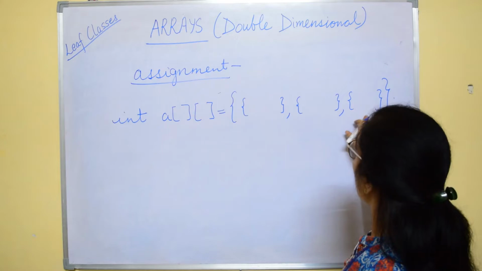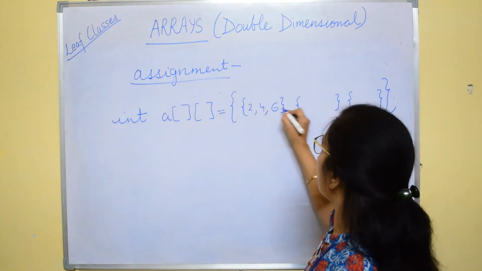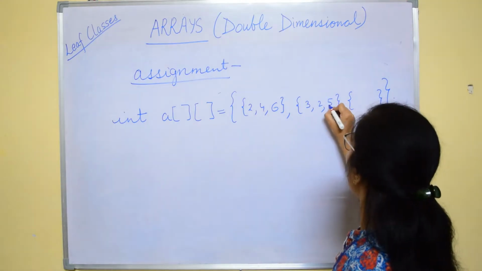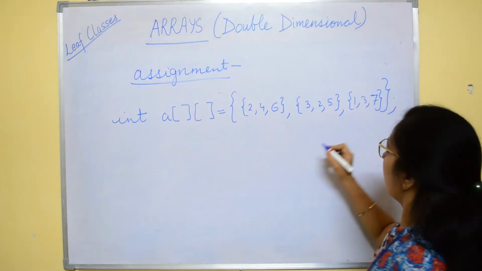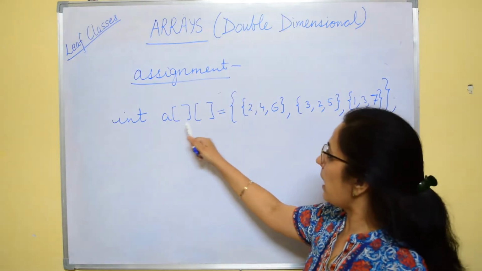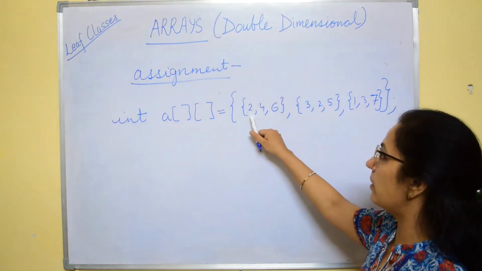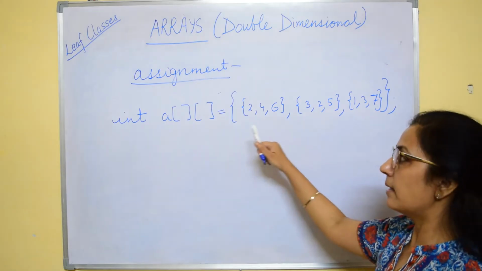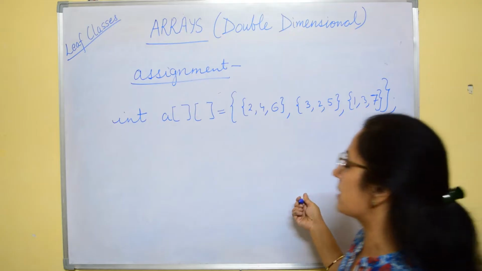First row, second row, third row, say values you want to give 2, 4, 6. Second row you want to give 3, 2 and 5, and say 1, 3 and 7. So array A is having 3 rows and 3 columns. In each row 3 values are there. That indicates the size of the array will be 3 by 3 in this case.